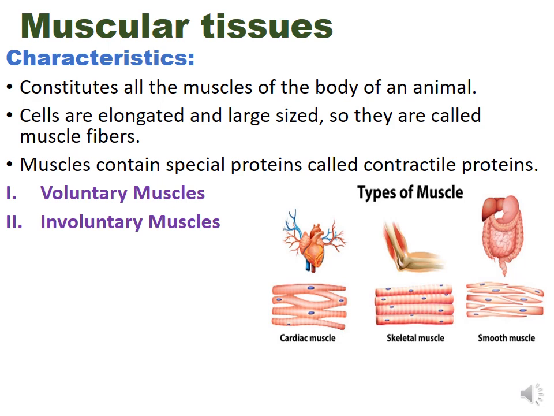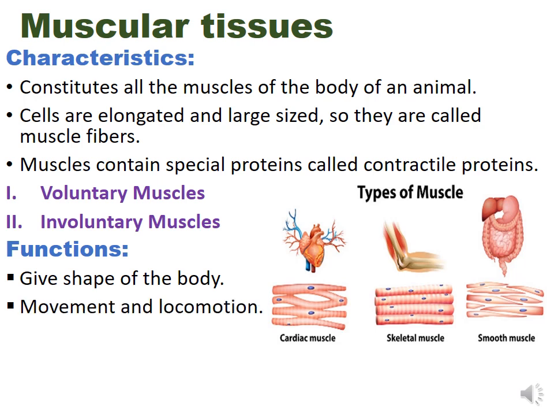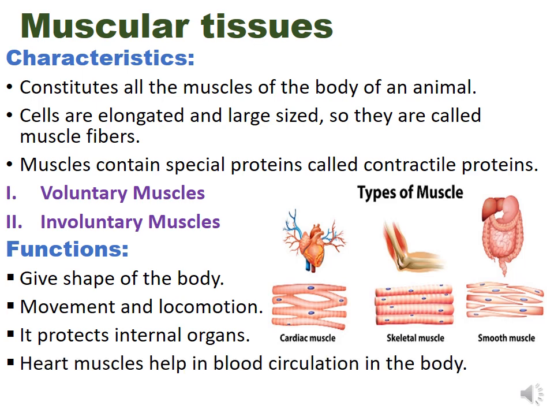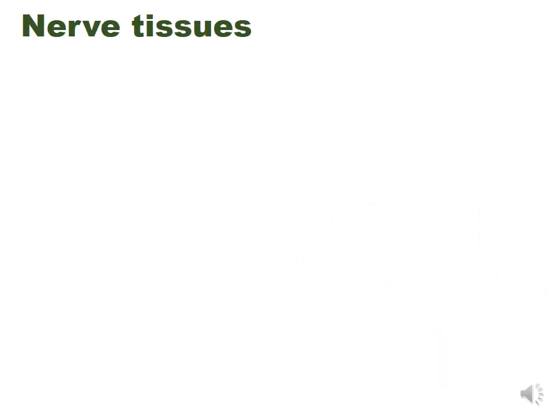Now, what are the functions of muscular tissue? They give shape to the body, and they are also responsible for the movement and locomotion of the body, and it protects the internal sensitive organs, and the heart muscles help in blood circulation in the body.